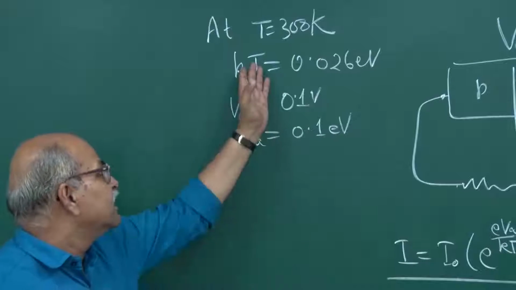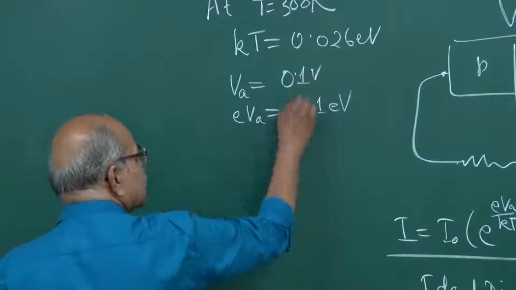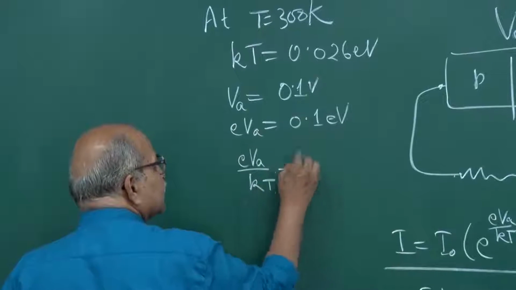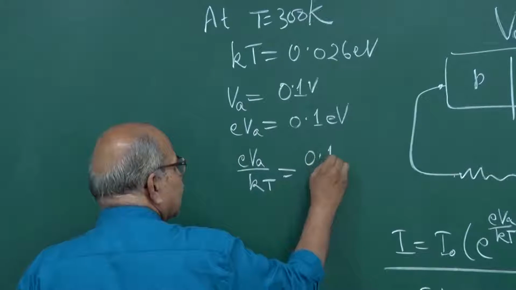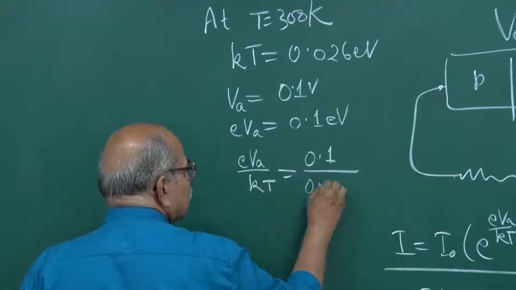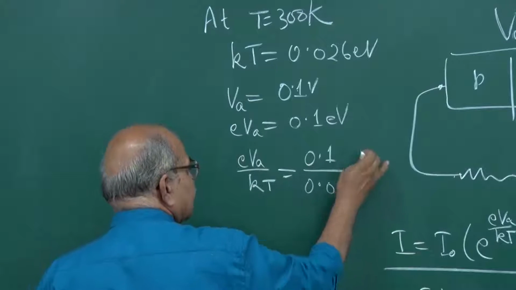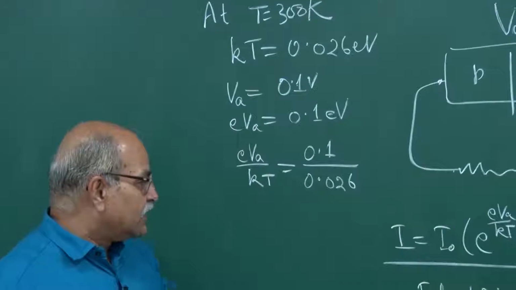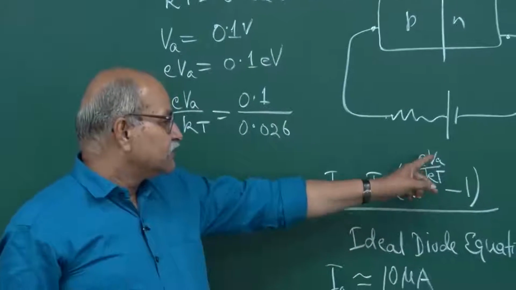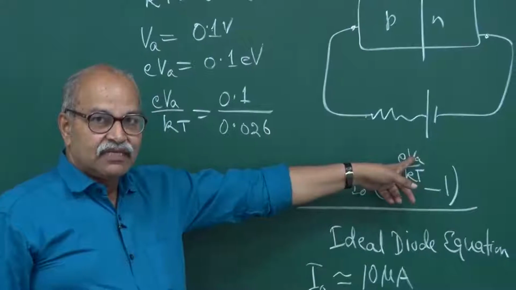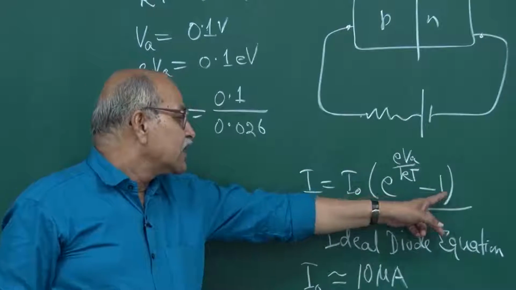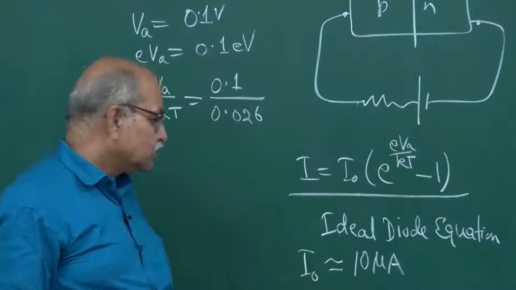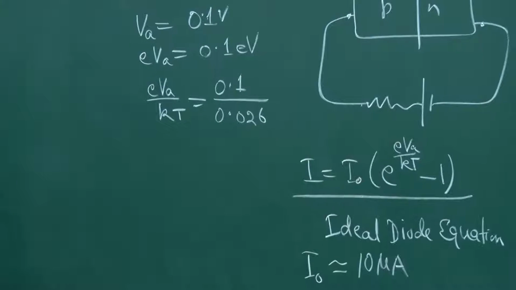So, EV by KT for example, in this case will be just 0.1 divided by 0.026, and the eV cancels out. So, one can evaluate this number once the applied voltage is chosen, and then you can calculate this whole thing taking I naught say 10 microampere or so. And I have some data for you.